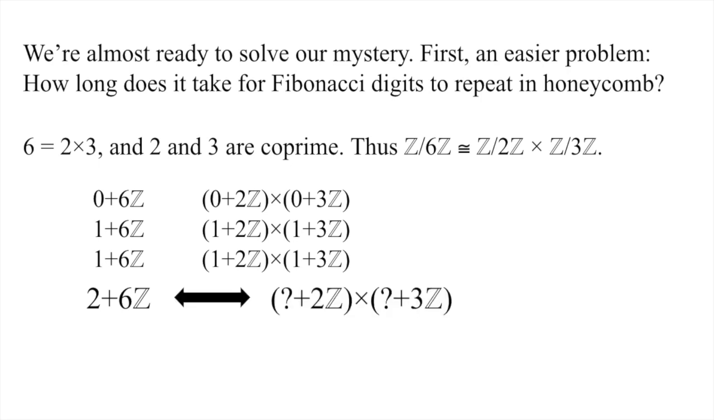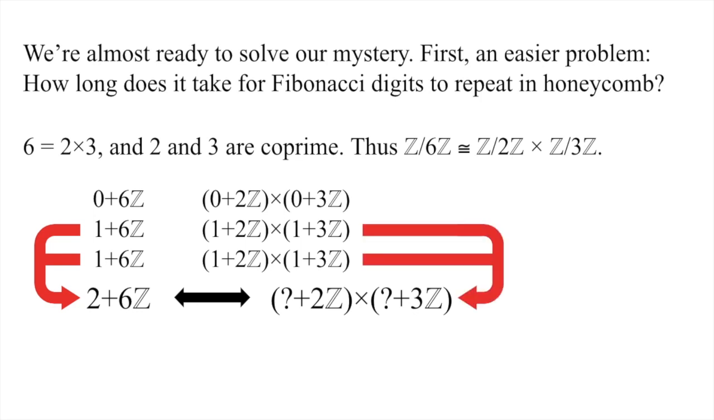After all, we don't have any rules for what the 2 is, or where it must match up. So how are we going to figure out what element this corresponds to? Well, we do have one easy way to figure this out. We know that 1 plus 1 is equal to 2, and we know that the addition tables are the same on either side of the isomorphism. This means that we can find the element corresponding to 2 by adding together the elements corresponding to 1.